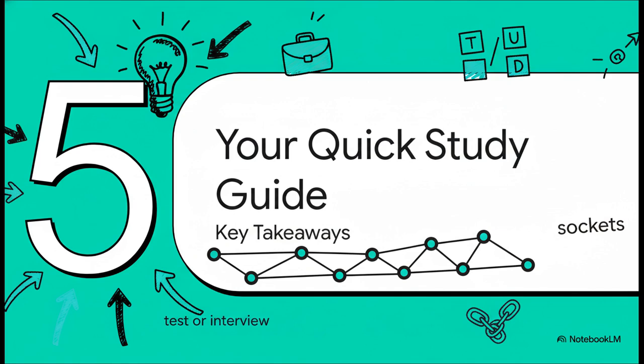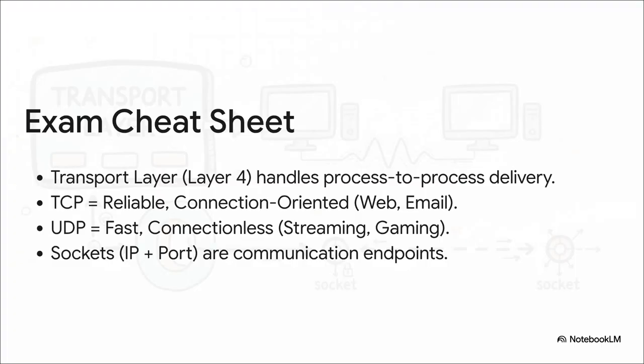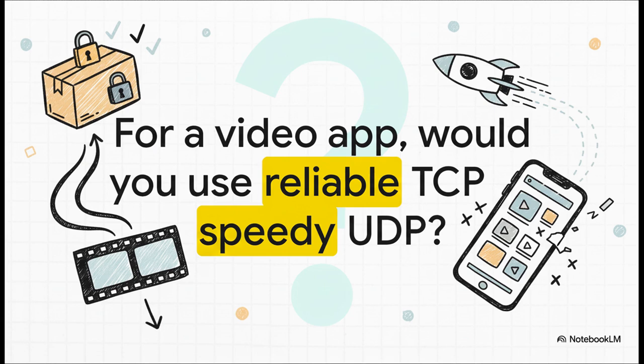All right, we have covered a ton of ground, so let's boil it all down to the absolute essentials you'll want to have locked in for any exam or interview. Here it is, your cheat sheet. Number 1, the transport layer is layer 4 and it does process-to-process delivery. Number 2, TCP equals reliable. Think certified mail for web and email. Number 3, UDP equals fast. Think postcards for streaming and gaming. And finally, number 4, sockets are just an IP address plus a port number, and they're the endpoints programs use to communicate.